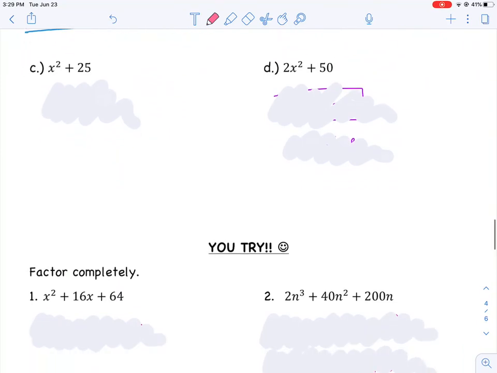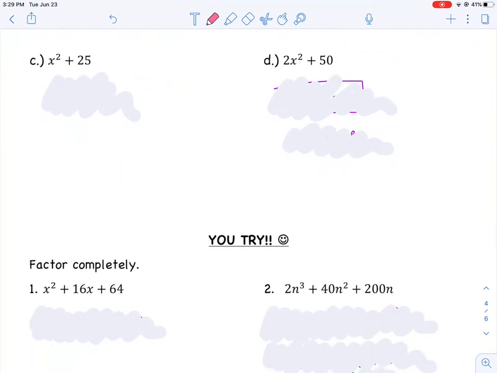All right, look at C. X squared plus 25. It's in order. There's no GCF. There's 2 terms. So let's see if this is a difference of squares or cubes. All right, are they both perfect squares? Okay, well, it looks like I can break up an x squared equally, and it looks like I can break up a 25 equally. So did you say x plus 5, x minus 5?